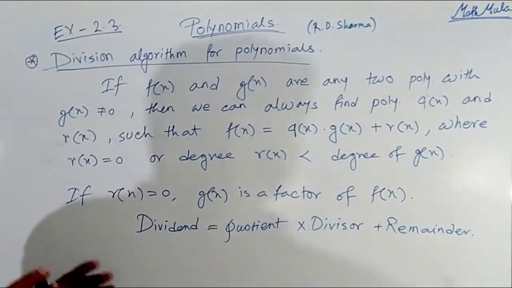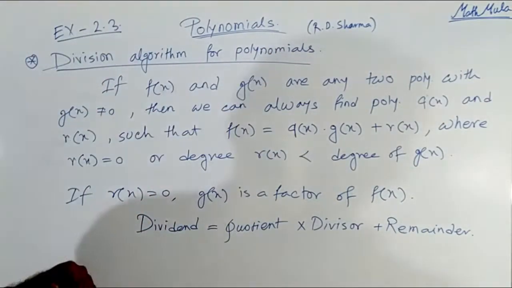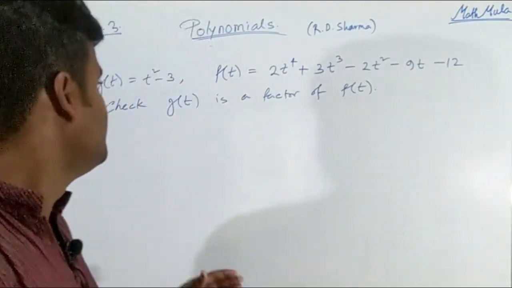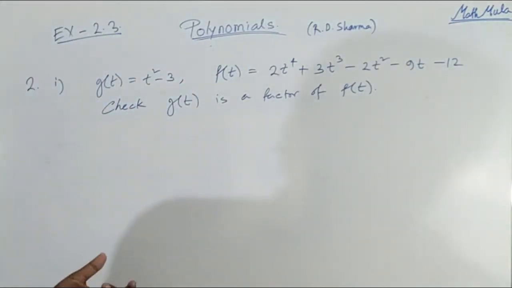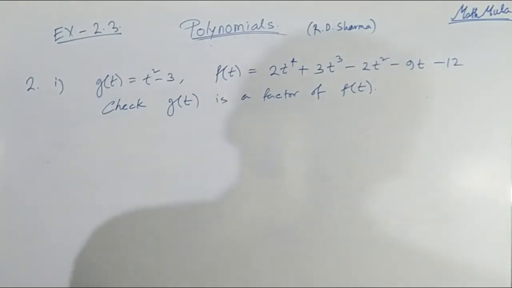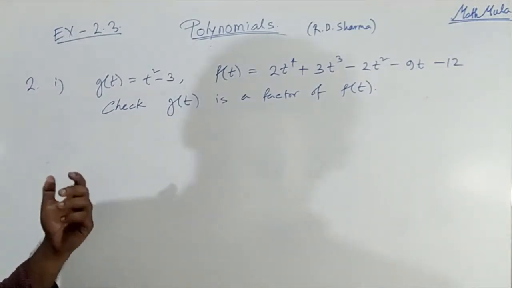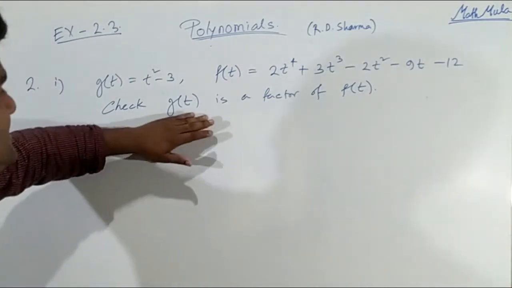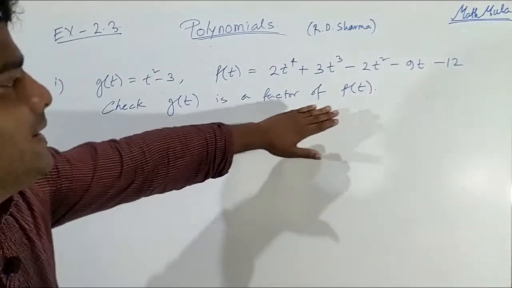That's it. Now we solve some important sums from the book Sharma, exercise 2.3. Now we solve sum number 2.1. The sum is given: g of t equals t square minus 3, f of t equals 2t to the power 4 plus 3t cube minus 2t square minus 9t minus 12. Check whether g of t is a factor of f of t.